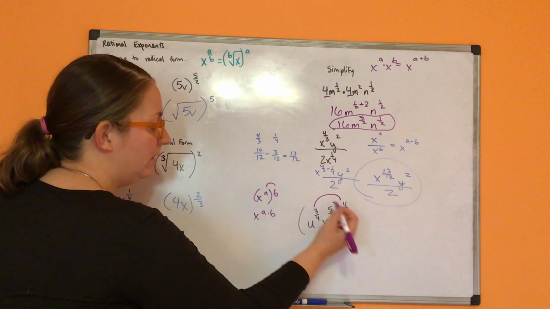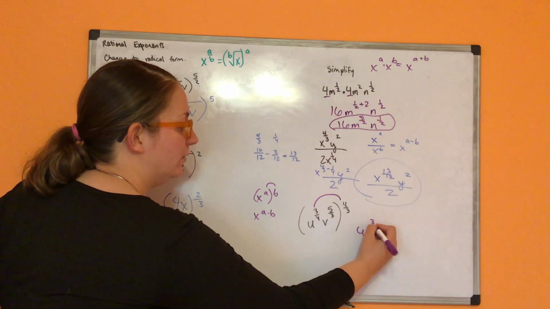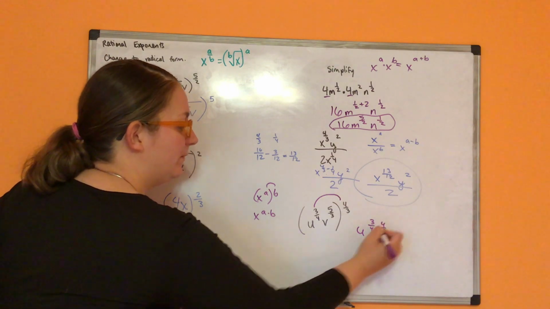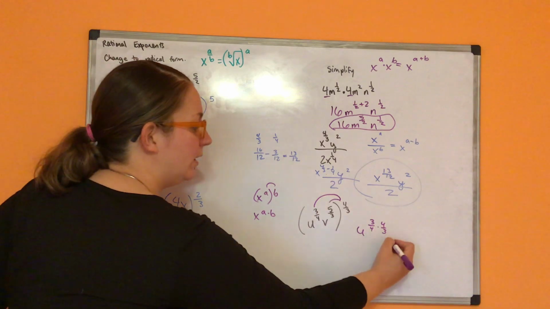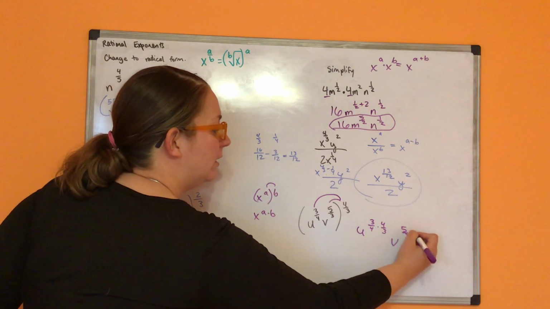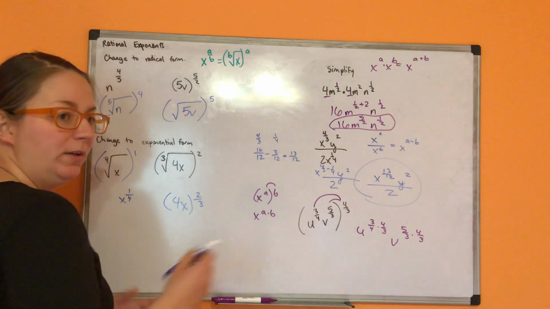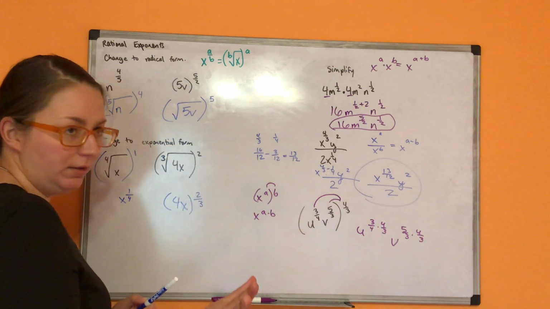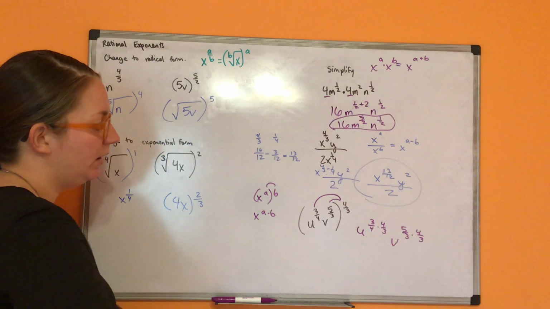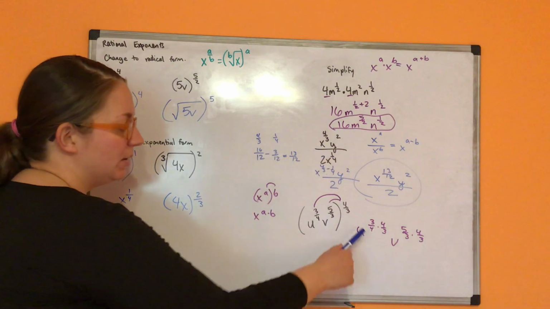So what I'm thinking is u to the 3 over 4 times 4 over 3. And then same idea with v. v to the 5 over 3 times 4 over 3. When you're multiplying fractions, you can use a calculator as always. If you're doing things by hand, you go straight across the top, straight across the bottom.